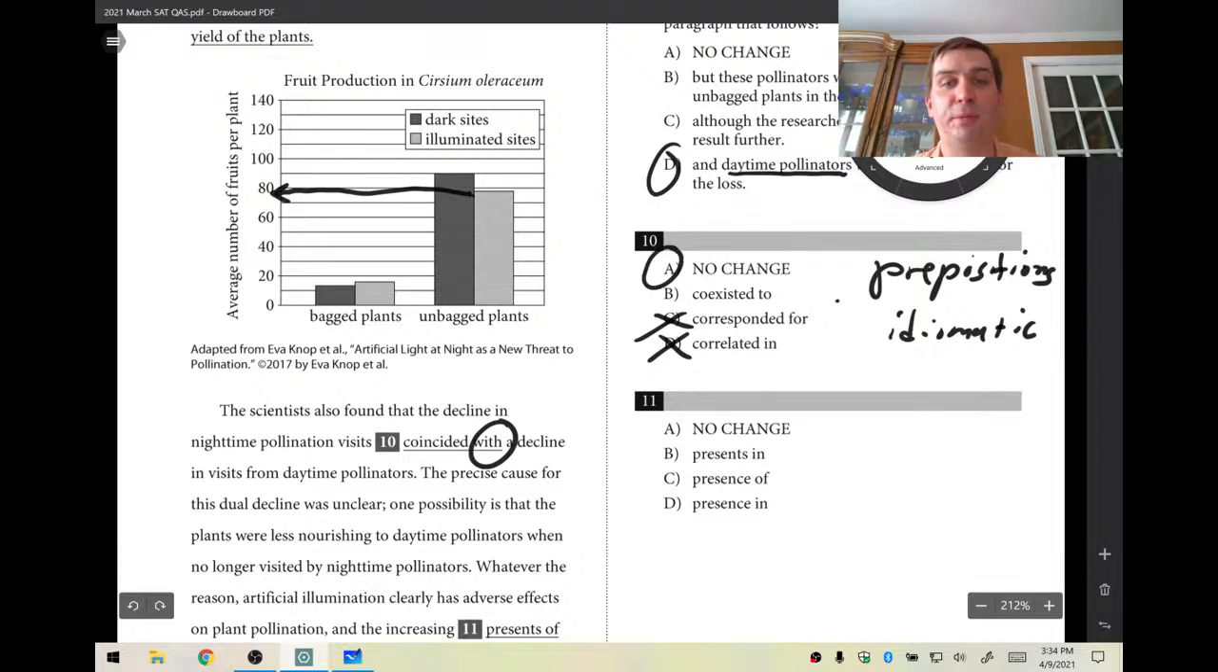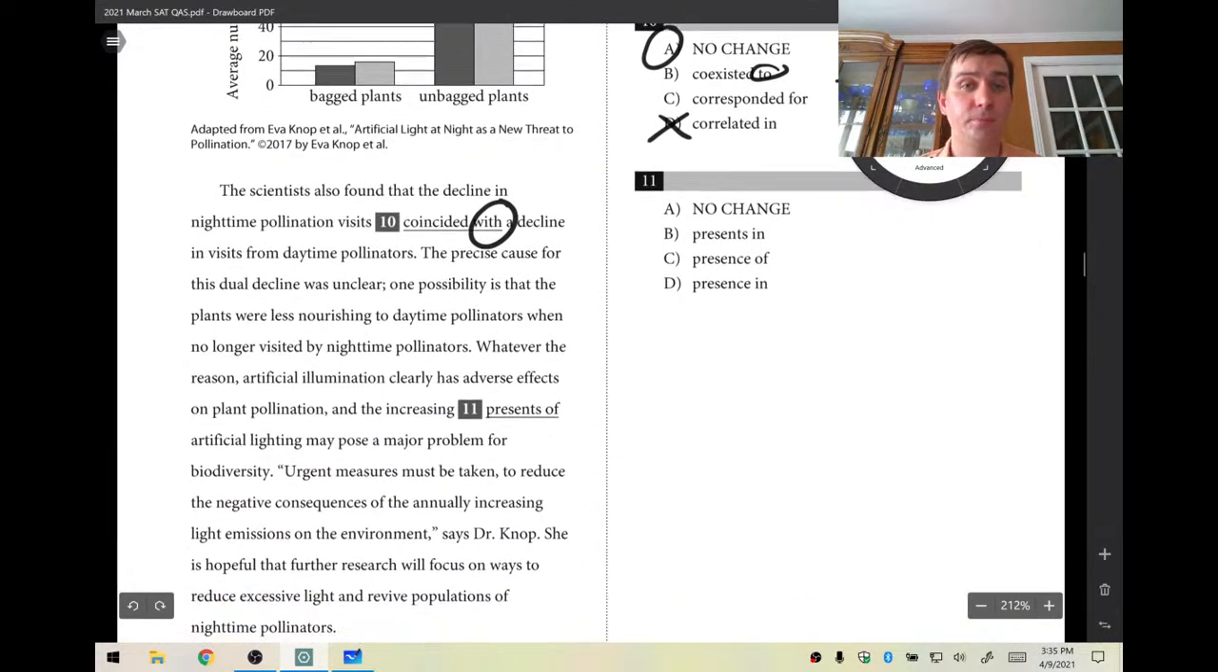So this has the correct preposition with. It coincided with. Correlated or corresponded with would make sense, but corresponded for makes no sense because it's the wrong preposition. And this would be the wrong preposition too. So they're just testing you on prepositions. This one's actually a no change. Every now and then it's no change.